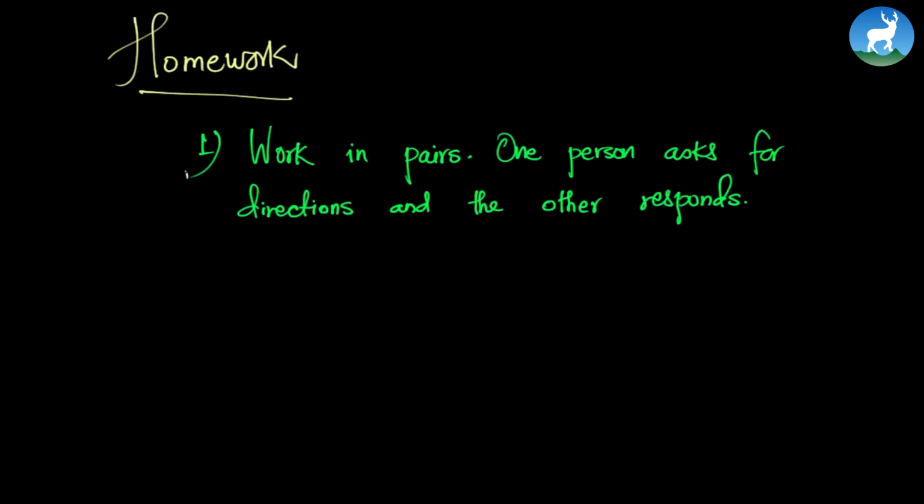So, this is one homework, in which I want you to work in pairs. Find a partner, a fellow student. One person asks for directions and the other responds. So it is called asking and giving directions. All you need to do is ask for directions and the other needs to reply. Very easy. Like the first person can ask something like, can you tell me the way to the nearest health post? And the other responds, oh sure, take the first turning on your left. And like that, you get the picture, right?